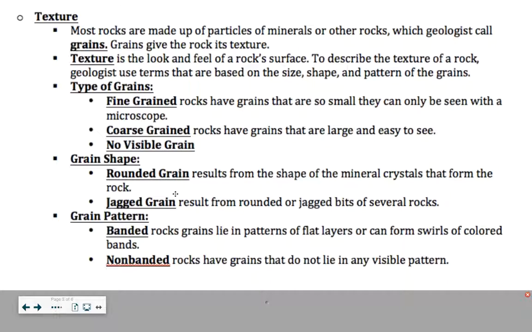And again, I think the best thing to do, I'm a very visual learner, is to look at the examples that are in that reading. That is the best way to understand the difference between banded and non-banded in the grain pattern. Okay? All right, so we're going to go now talking about origin.